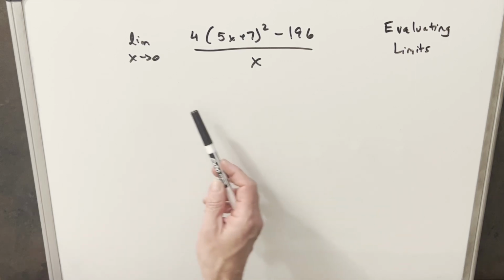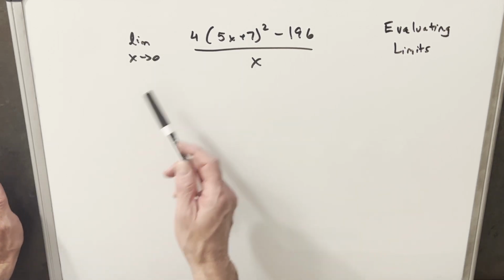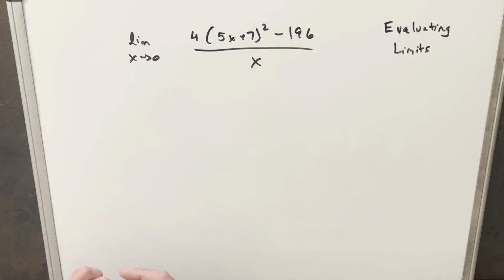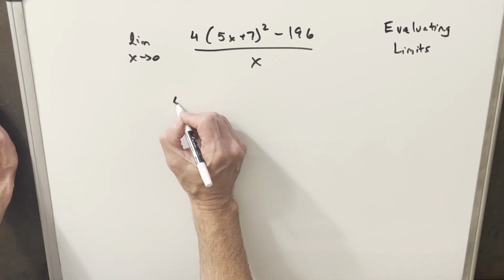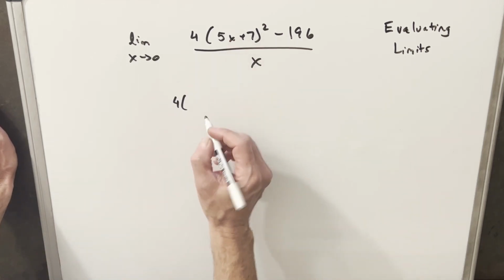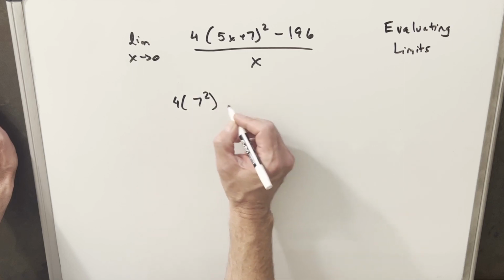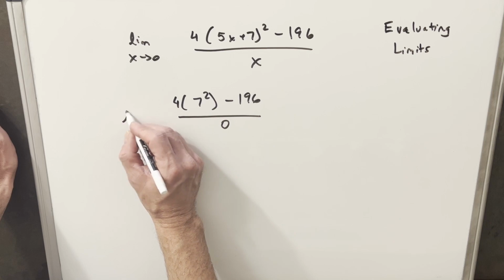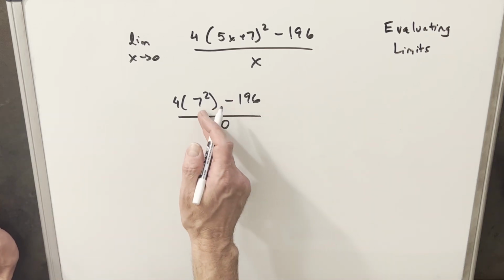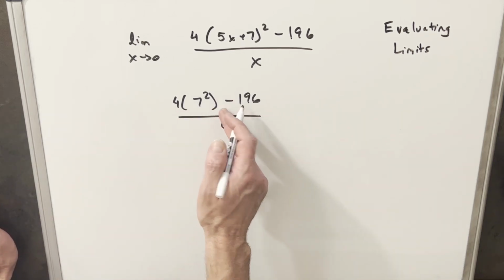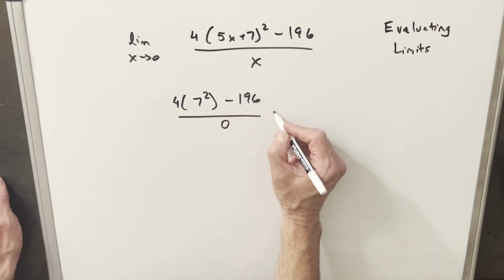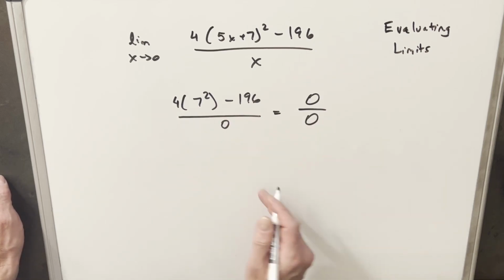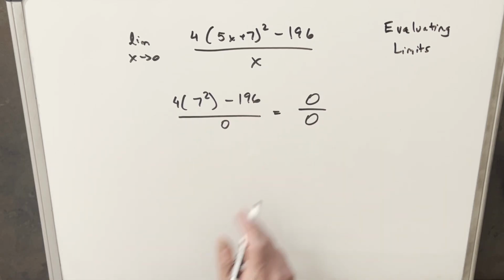So to get started with this, the first thing I want to do is just notice what happens if I plug 0 into this thing. If I plug the 0 in for x here, this is going to give me 7 squared minus 196. We're going to have 0 here. And then if we multiply out this numerator, we're going to have 49 times 4. That's actually 196. So 196 minus 196, we have this 0 over 0 situation, which we call an indeterminate form.